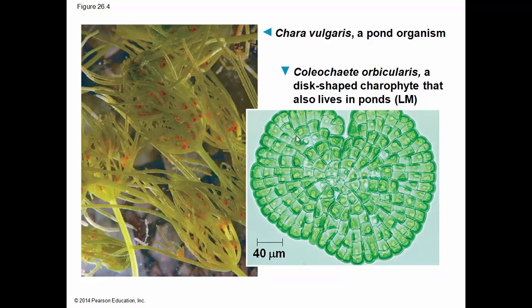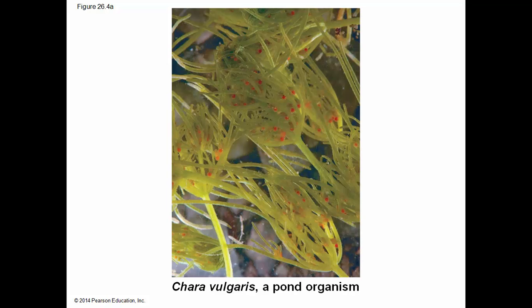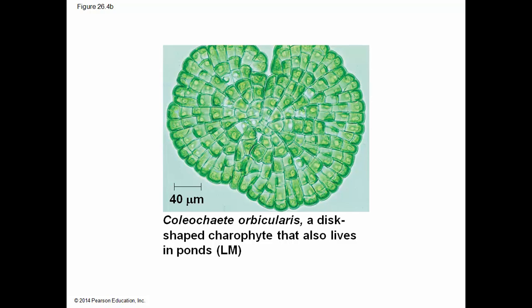So these are two living examples of the type of primitive algae that shared a common ancestor with what are now modern-day land plants. Here's the Chara vulgaris, Coleochaete.